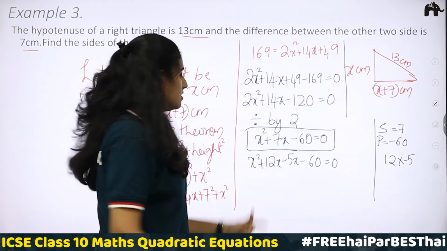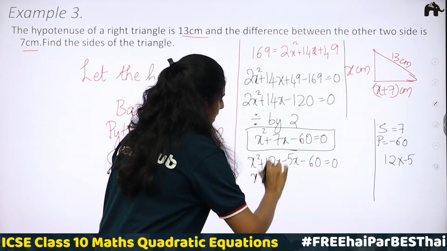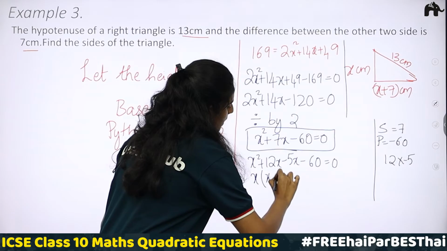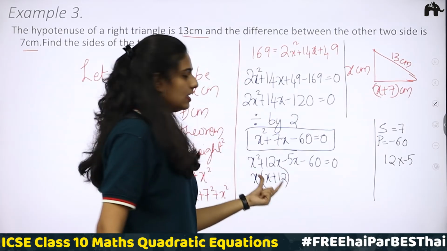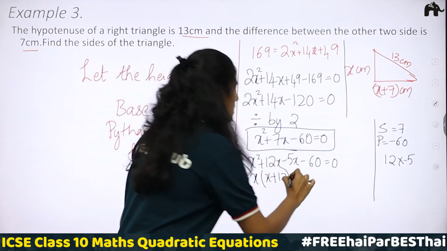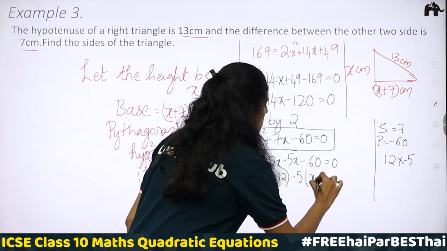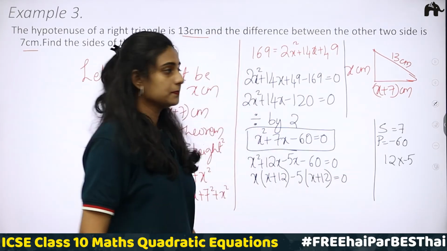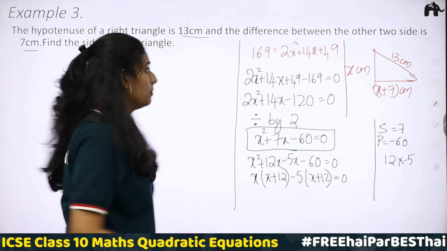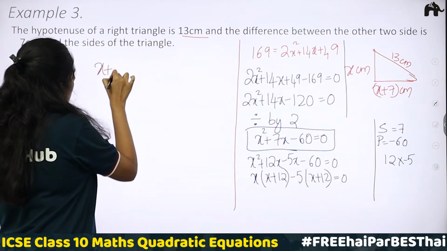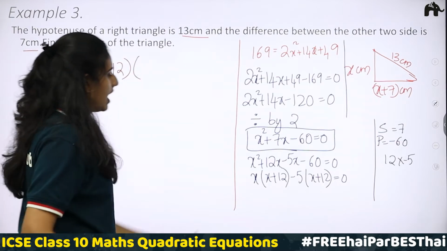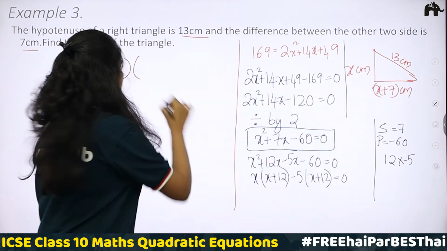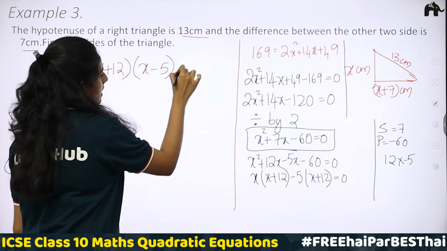Now take common. From this we can take x outside. x plus 12 will be remaining inside. From here minus 5 can be taken out and x plus 12 will be remaining. Okay. x plus 12 is common. Taking x plus 12 outside, remaining we have x minus 5. x plus 12 into x minus 5 is equal to 0.